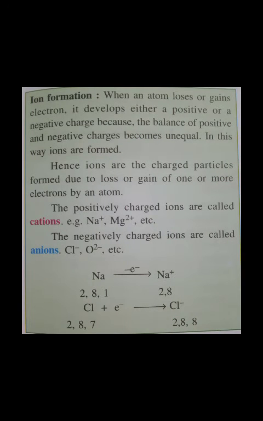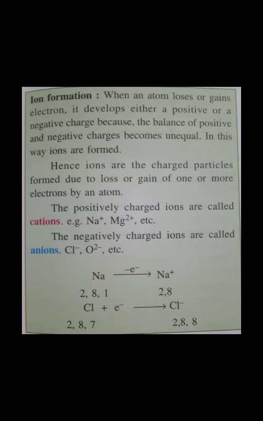Ion formation: when an atom loses or gains electrons, it develops either a positive or a negative charge because the balance of positive and negative charges becomes unequal. In this way, ions are formed. Hence, ions are the charged particles formed due to loss or gain of one or more electrons by an atom. Right? So, what is an ion? An ion is an atom which has a positive or negative charge on it.